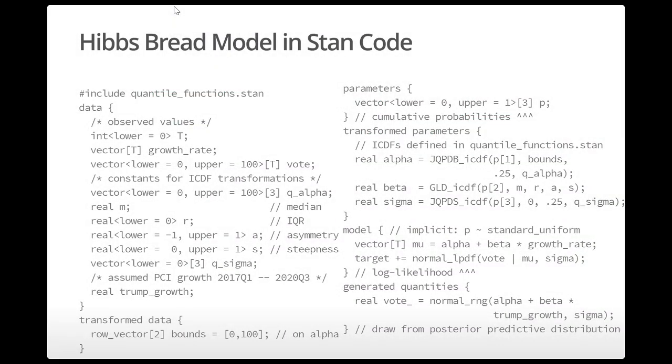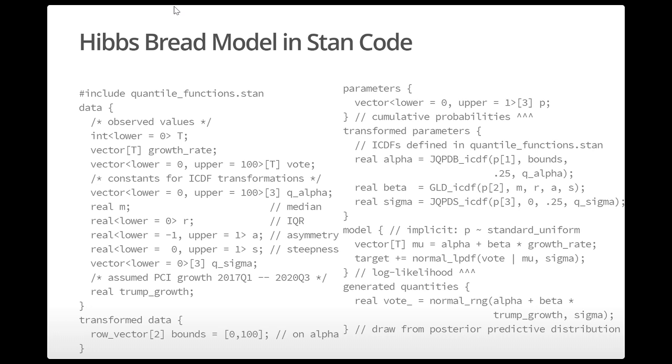If we wanted to see how this might be done in Stan code under the Hibbs, or half the Hibbs model, we would have the number of time periods, the growth rate relative to average, and the outcome variable between 0 and 100 for the percentage of vote. Then we have a bunch of constants for our inverse CDF transformations on the 3 parameters. And also, if we want to make a prediction as to what would be the vote share for Trump in 2020 under some assumed growth of per capita income over the whole first term. We don't know what 2020 is going to be yet, but we might have some forecasts or something like that.